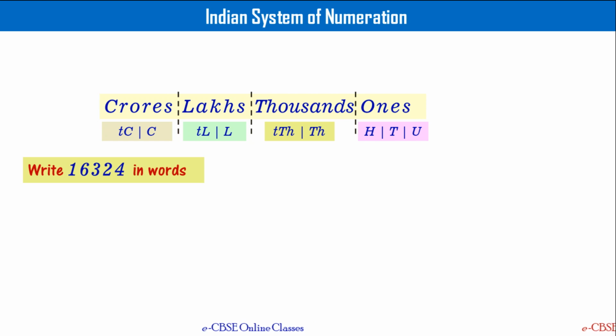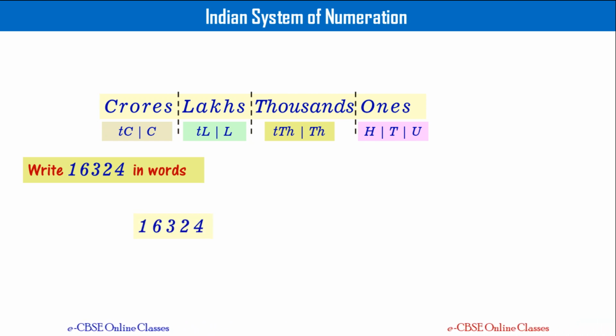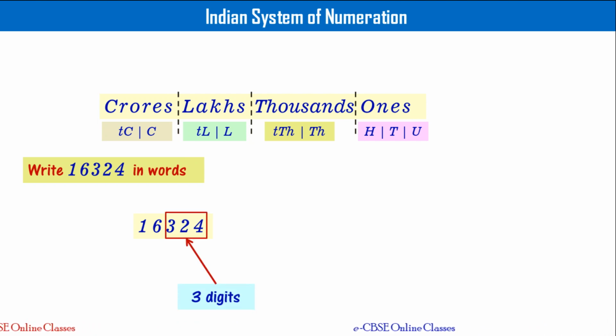Let's write the number in words. The number given is 16324. To write this number in words, first we have to split it into multiple groups based on the Indian system of numeration. So for that you begin from the right and find the first 3 digits and mark. Next you have to find 2 digits and mark it. Since the given number has got only 2 more digits, we are not doing anything further.